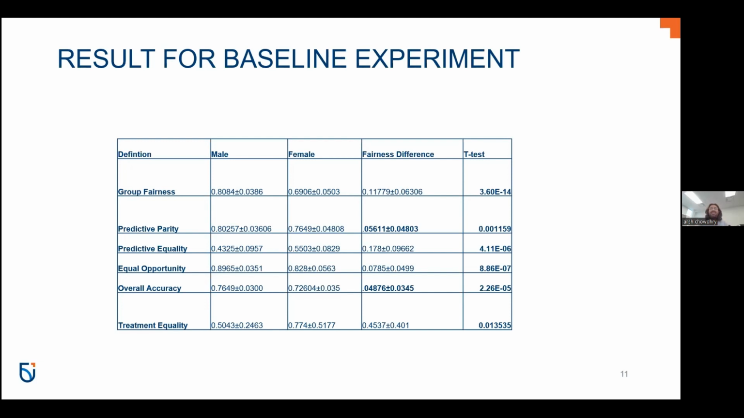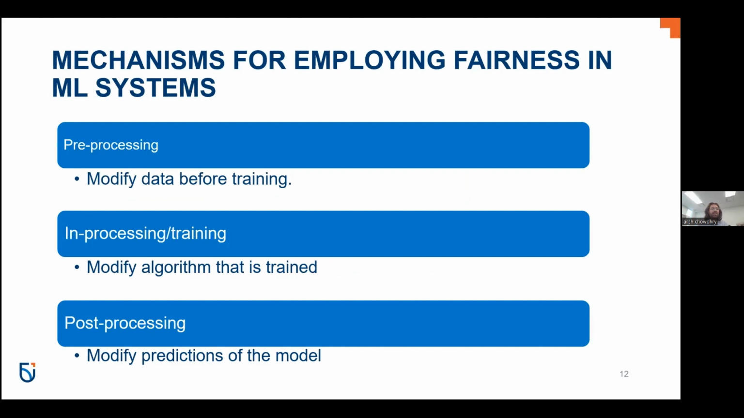Now, once we understand that this bias exists in the machine learning model, the next step is to mitigate that bias in the machine learning system. And this is the mechanism for employing fairness in machine learning systems. The first way is the pre-processing step, where we modify the data before training the algorithm. Or we can do the in-training process, where we modify the algorithm that is trained. Or, at the end, the post-processing one, where we modify the predictions of the model. What our approach uses is the in-training process, where we introduce a multi-objective optimization problem for training the algorithm in such a way that we can have maximum fairness and maximum accuracy at the same time.